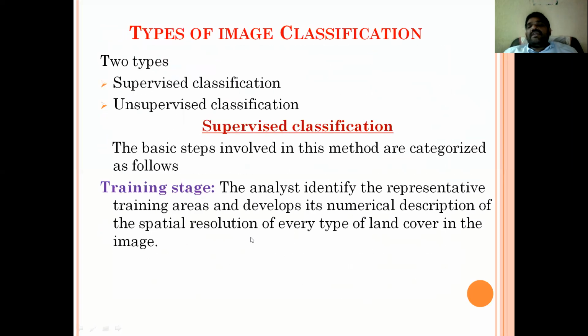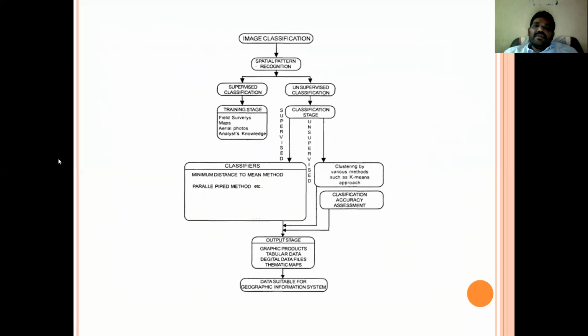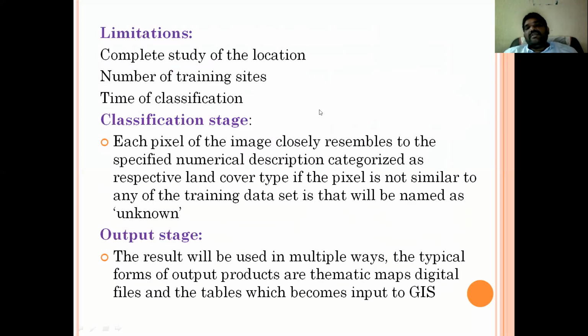Today we have seen what is supervised classification, the training stage, and the limitations. A complete study of the location has to be done by the analyst, in any one of the modes, through maps, or else through field surveys, aerial photos, the analyst's own knowledge. He has to know. And next one, the number of training areas. He has to cover all the attributes by giving a number of training classes or areas.